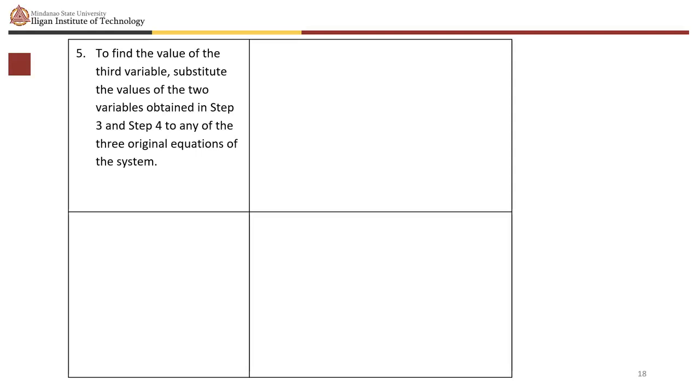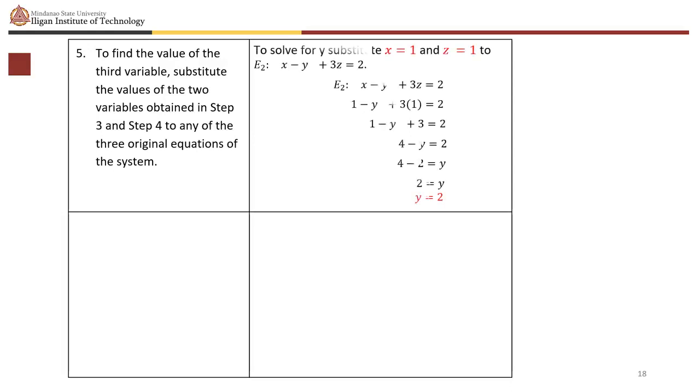To find the value of the third variable, substitute the values of the two variables obtained in step 3 and step 4 into any of the three original equations of the system. To solve for y, substitute x equal to 1 and z is equal to 1 to E2: x minus y plus 3z is equal to 2. So here x is replaced by 1, and then we have minus y plus 3 times z, which is replaced by 1. So that's equal to 2. So we have 1 minus y plus 3 is equal to 2. And solving for y, we have here y is equal to 2.